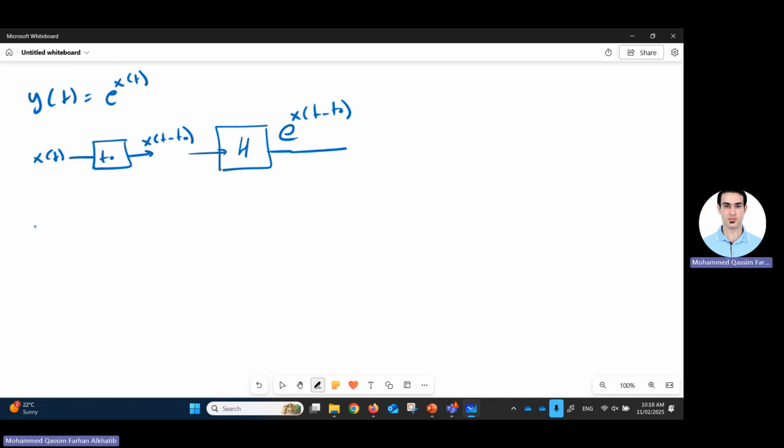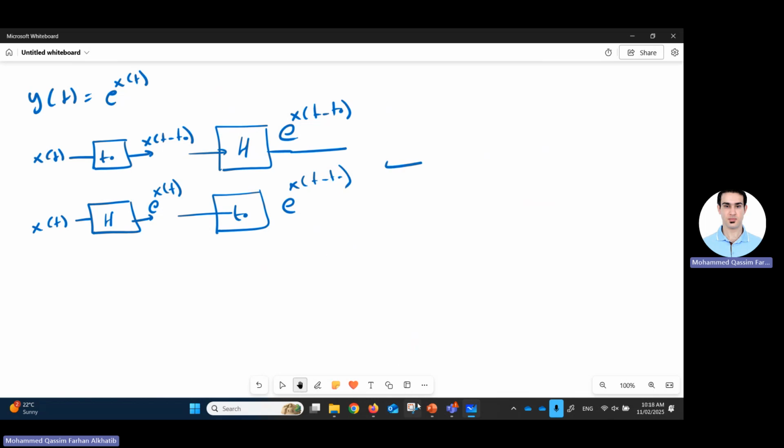Then the second part, I have x of t. I do the transformation h. So it's going to be e to the power x of t. Then I'll do the delay by t naught. And notice there is nothing that will affect the exponent. This is the only thing I'm going to worry about, e to the power x of t minus t naught. Since they are the same, then this is a time invariant system.